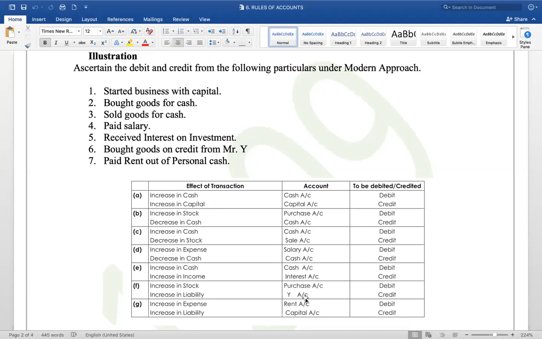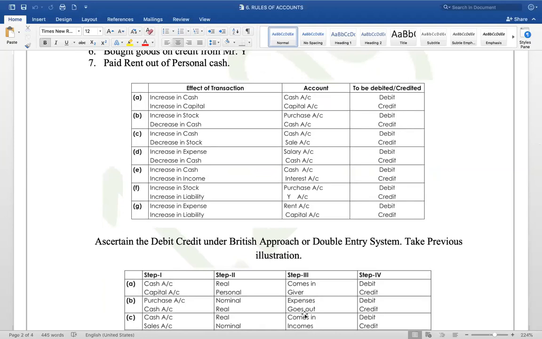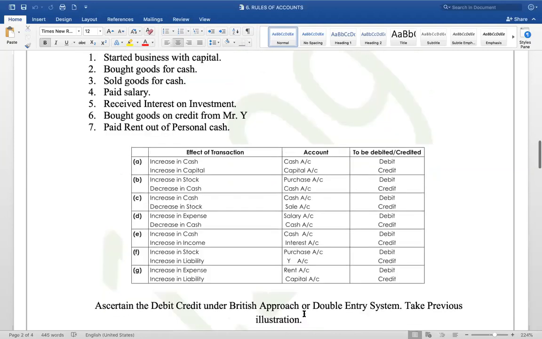So instead of writing cash, you're writing Y because you did not pay cash. You're writing his name. Paid rent out of personal cash. So personal cash is capital, right? So rent account debit, which is an expense, to capital account, because you're not paying cash out of the business but out of your pocket. Therefore, it is capital account. We will close it here.